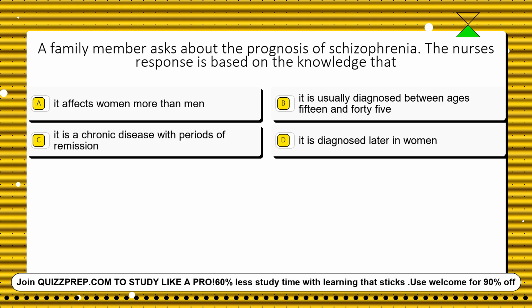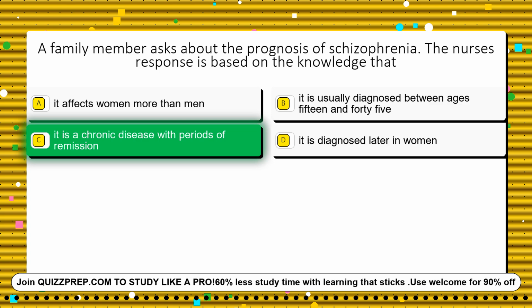Question 76. A family member asks about the prognosis of schizophrenia. The nurse's response is based on the knowledge that: Option A, it affects women more than men. Option B, it is usually diagnosed between ages 15 and 45. Option C, it is a chronic disease with periods of remission. Option D, it is diagnosed later in women.